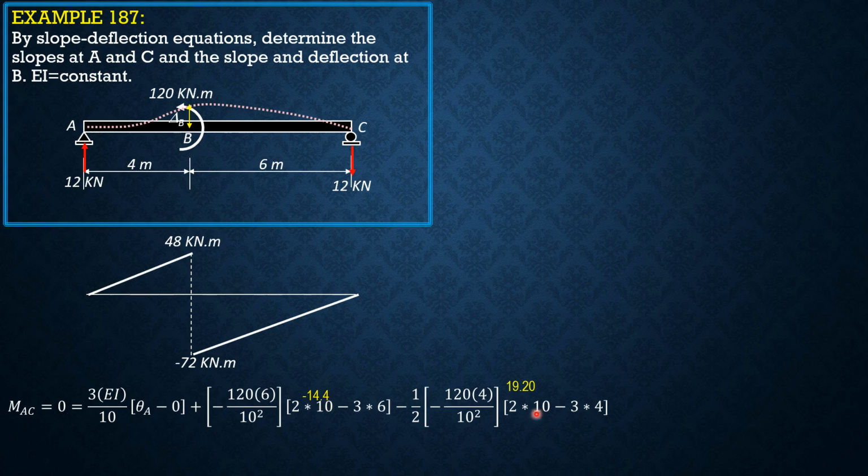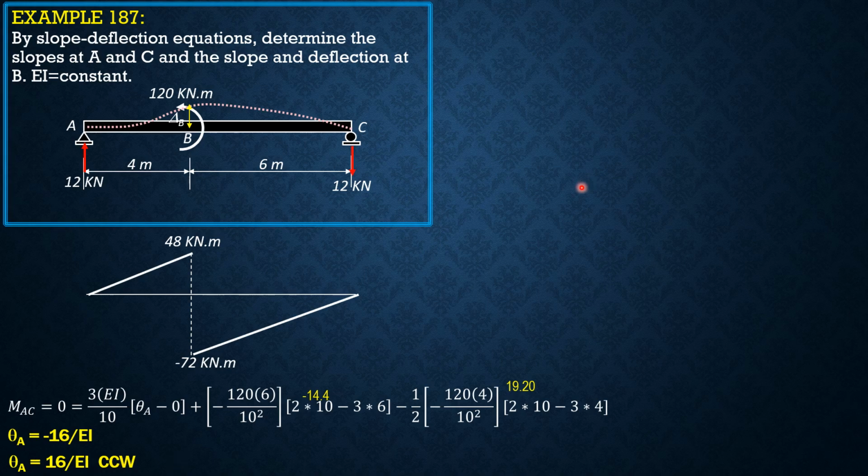So 14.4 minus 19.2 divided by 0.3 EI. Therefore, theta A can now be solved, negative 16 over EI. Because it is negative 16, it means theta A is 16 over EI counterclockwise. Because in slope deflection equation, rotation is positive clockwise, so it opposes, therefore this is counterclockwise.